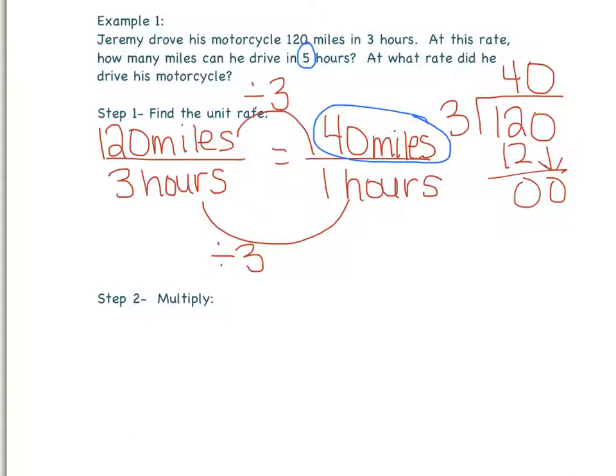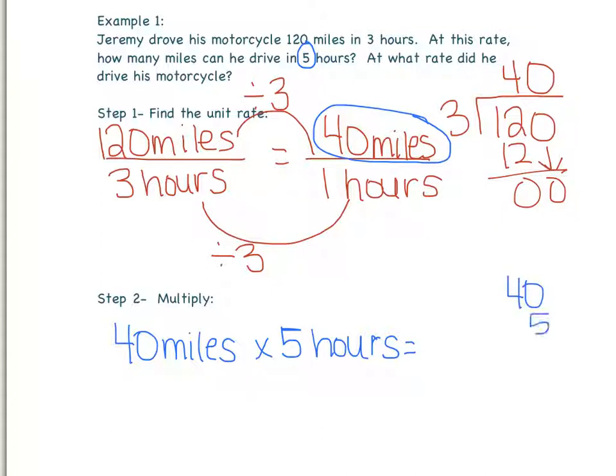So if we know he can drive 40 miles in 1 hour, we're going to have to take that 40 miles and multiply it by 5 hours. Okay, we can set up our multiplication problem. 40 times 5 is going to be 200.